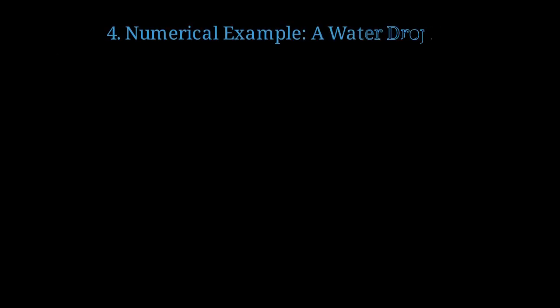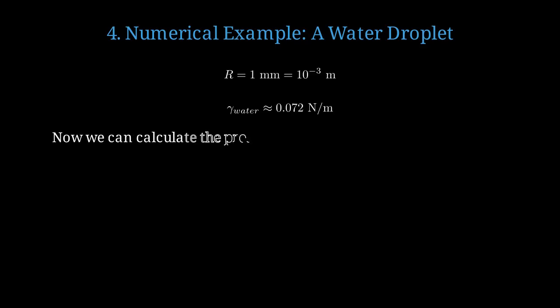Let's calculate some real numbers to make this concrete. Consider a tiny water droplet in air. Suppose our droplet has a radius of 1 millimeter, which equals 10^-3 meters. The surface tension of water at room temperature is approximately 0.072 newtons per meter. Now we can calculate the pressure difference across the droplet surface using Young-Laplace.